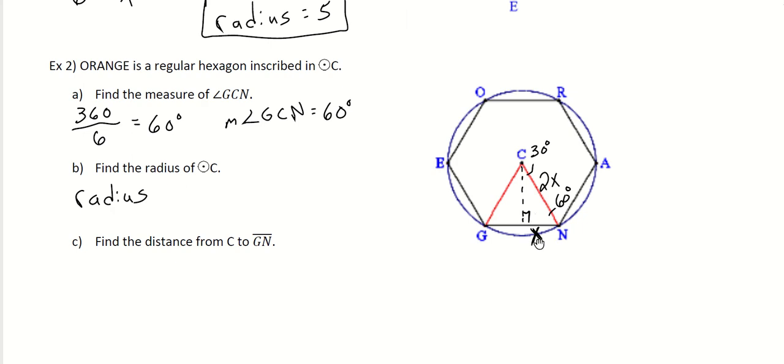Well, the radius is going to be the hypotenuse, right? So in our 30, 60, 90 right triangle, the short leg is x. We're trying to find the hypotenuse. To go from the short leg to the hypotenuse, we multiply by 2. So the radius is 2x.